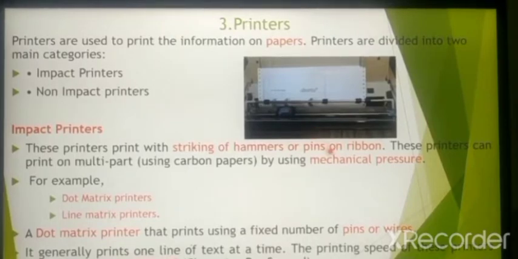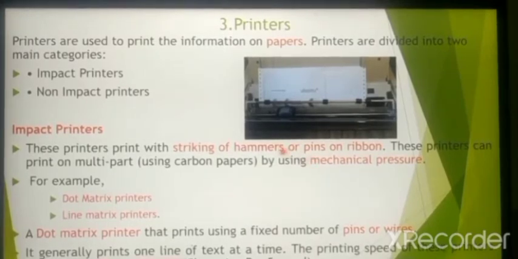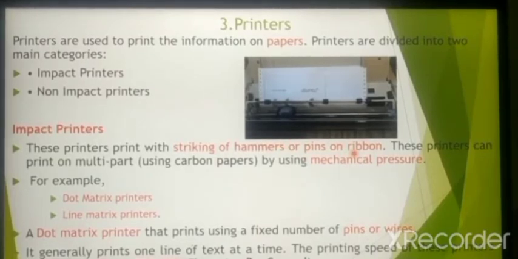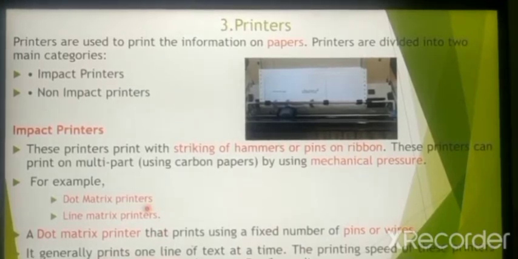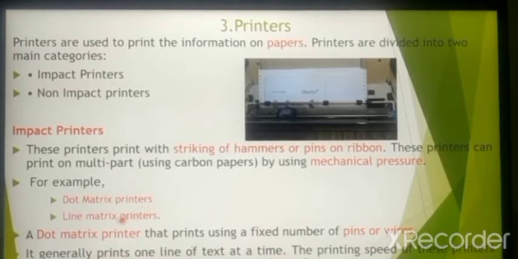With the help of mechanical pressure, the hammer works to print the information on the paper. When you give high mechanical pressure on the hammer, with the help of a ribbon it can print the information on the papers. Here are given two different types of printers. One is the dot matrix printer. The second one is the line matrix printer.